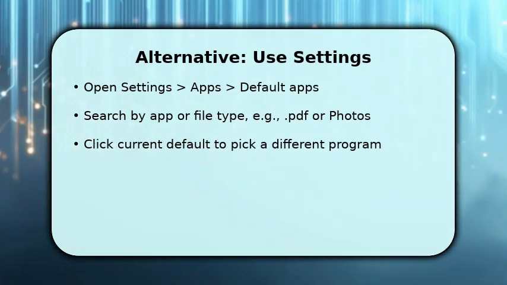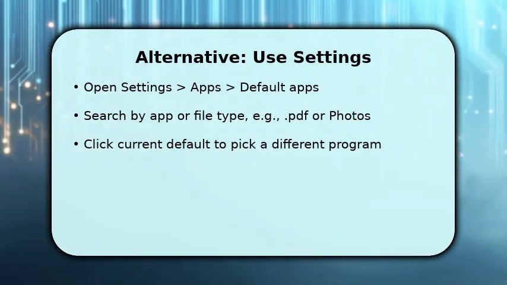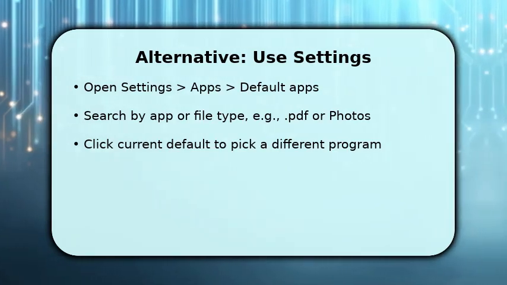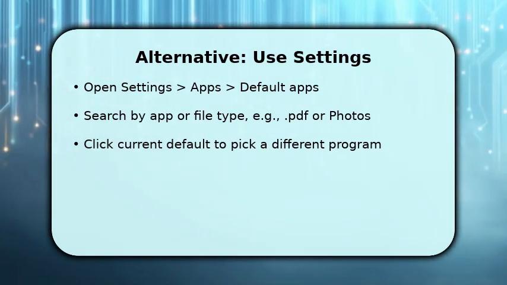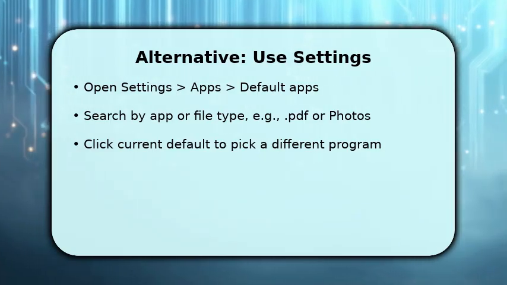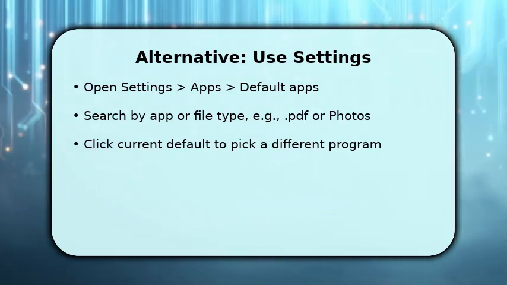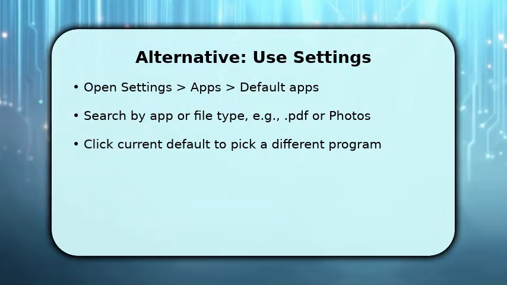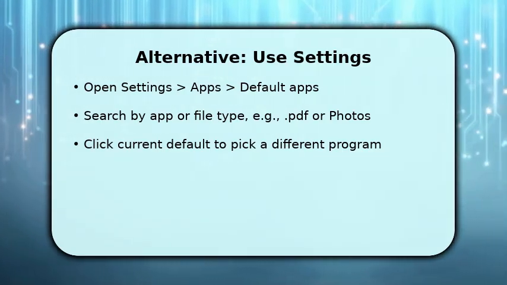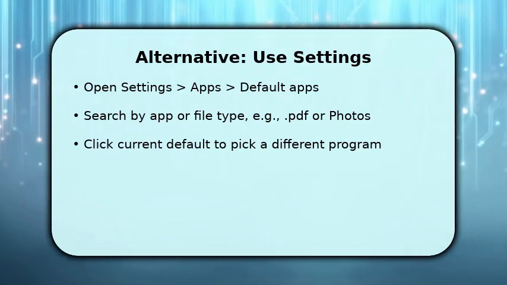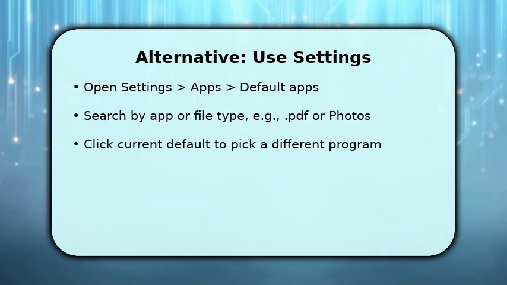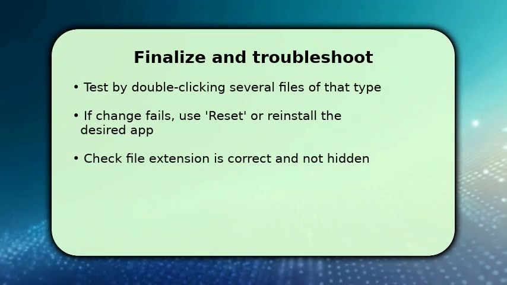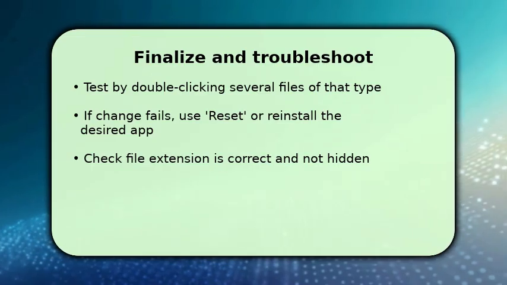If you prefer a centralized method, open Settings, go to Apps, then Default Apps. You can search by app name or by file extension like PDF to see the current program. Once you find the file type, click the current default and pick a new program from the pop-up. Look for an app on this PC if necessary. This method is useful when you want to change multiple extensions for one app because it shows every association in one place. Finish by double-clicking a few files of that type to confirm the new app opens them.